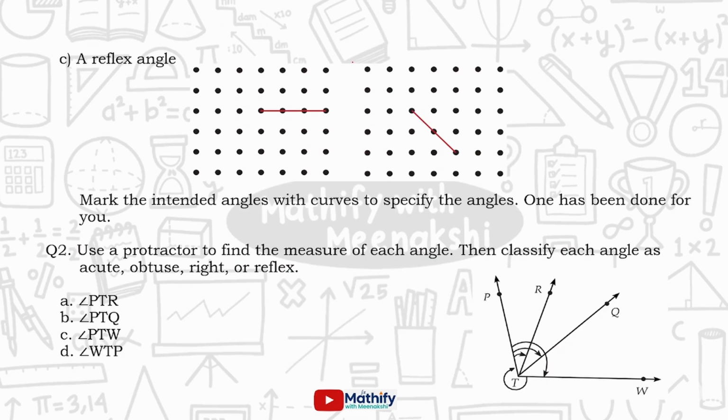You know reflex is between 180 to 360. So it should be more than 180. So I can join like this. Now this angle is your reflex angle. Similarly here I can join this, but the remaining one is your reflex because it's more than 180.